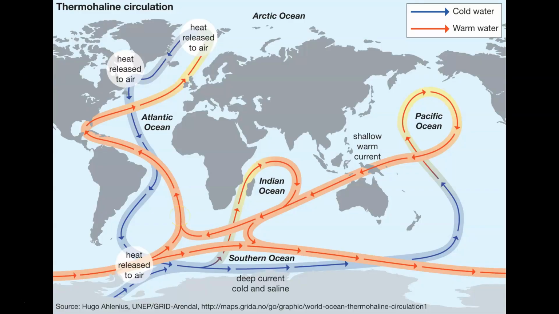In this diagram, you can see what we call the thermohaline circulation. You can see the orange current here, which is the surface current, flowing northward, and as it gets to the poles, it becomes dense and sinks and returns southward as a deep water current.